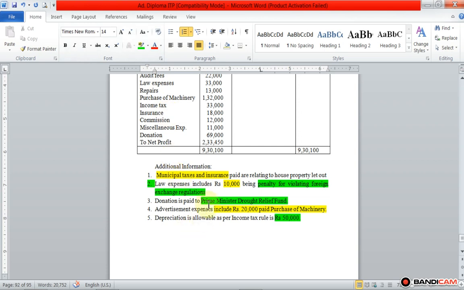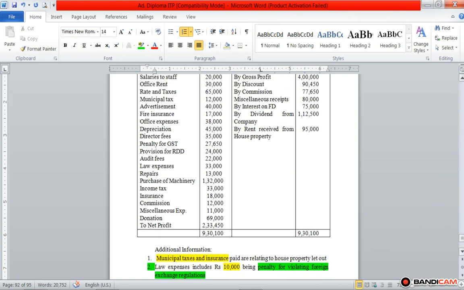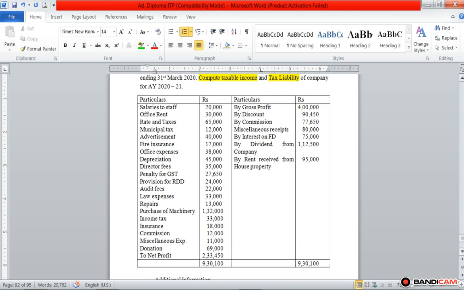Okay, so here we have read all the information. Now we read the debit side of the profit and loss account and find out expenses which are not relating to the company or business. Salary to staff is an allowable expense of the business. Office rent is an allowable expense. Rates and taxes are relating to the office or the company, so it is an allowable expenditure.